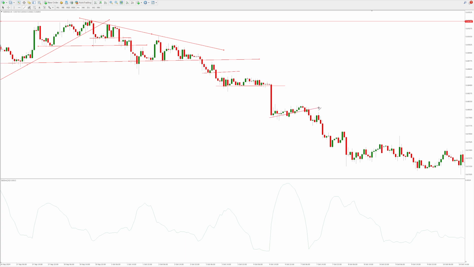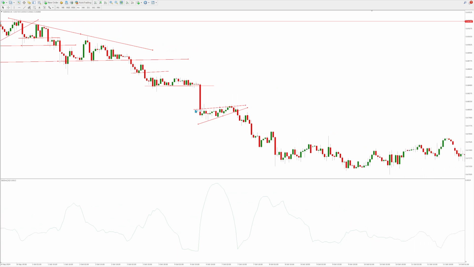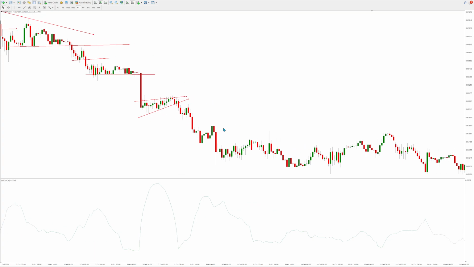It was probably looking at an angle on this one, a nice wedge pattern. That's a descending channel actually, but could have entered on the breakout there. Ample opportunity to get in on this trade. Number one there. Support, support, support. Three inside down candlestick pattern, breakout to the downside. All the way down.